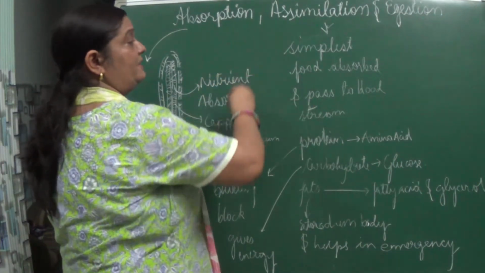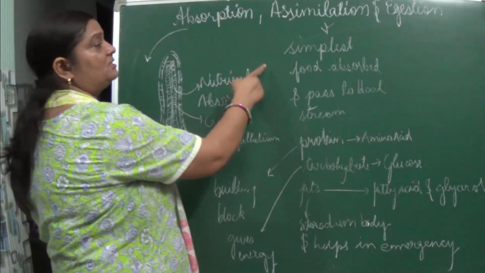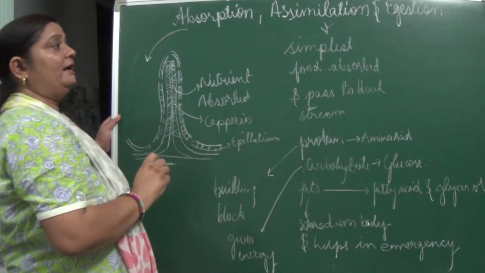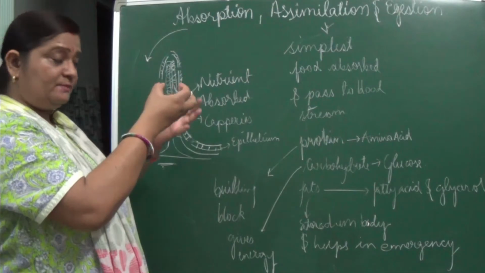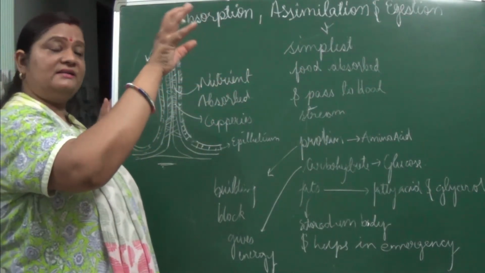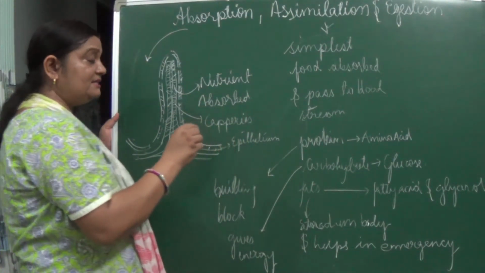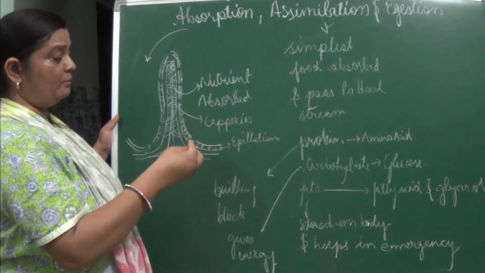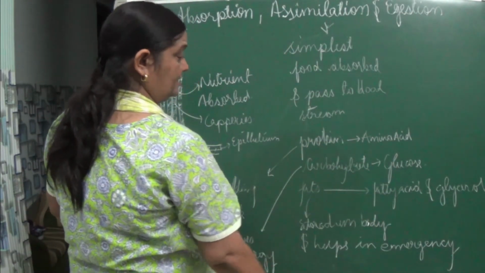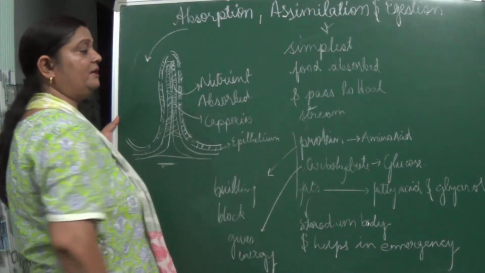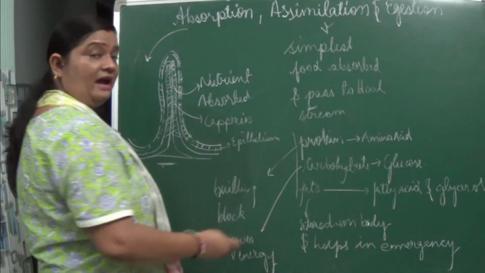The assimilation takes place. Once the digested food has reached different places, assimilation starts. Assimilation is what? The simplest food which has been absorbed passes to the bloodstream, and it goes to different cells. Here you can see protein, carbohydrate, and fats. I said the end products are amino acid, glucose, and fatty acid and glycerol. These simplified materials have different functions.